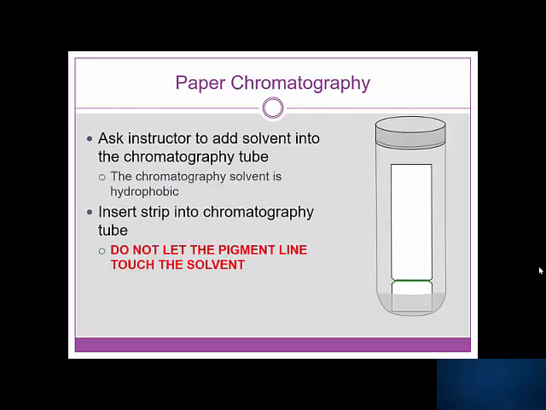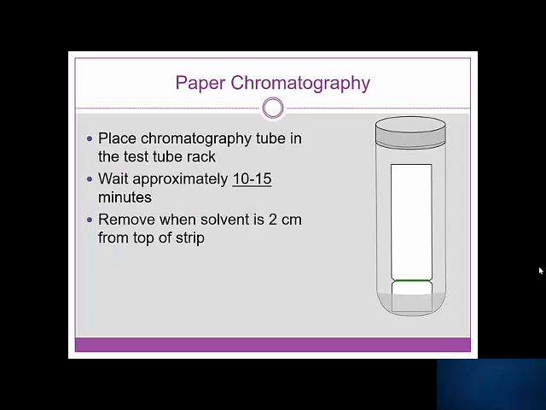Your instructor would then add a small amount of the chromatography solvent to a large chromatography test tube. The chromatography solvent is hydrophobic. Once the solvent is in the tube, the chromatography paper strip is inserted into the tube, making sure the solvent touches the paper but does not cover the pigment line. Then a cork is used to close the chromatography tube, and then we wait for 10 to 15 minutes.